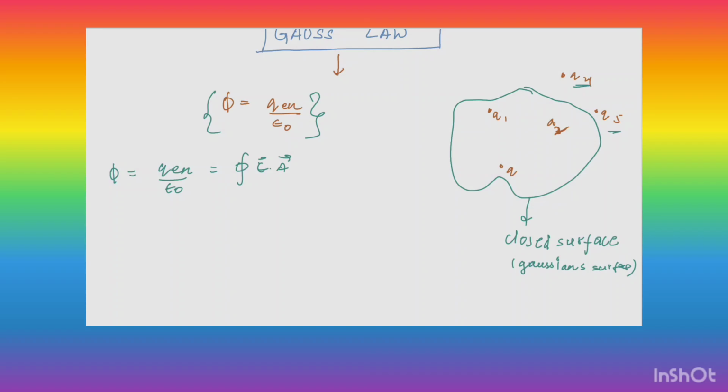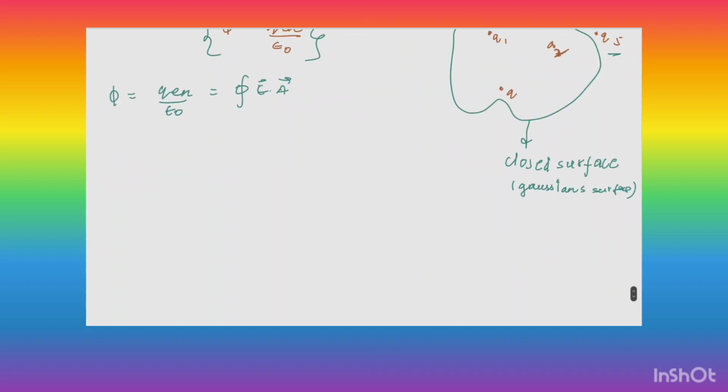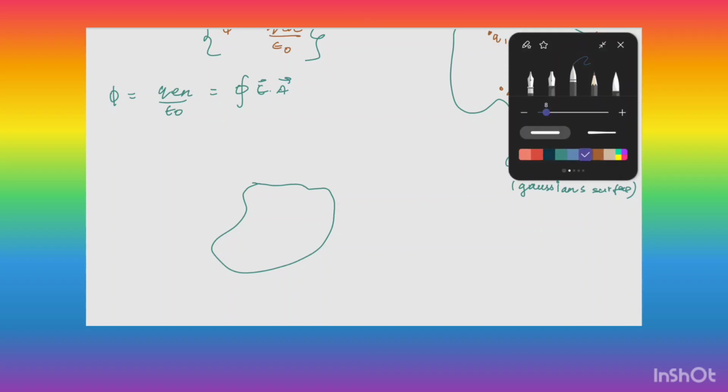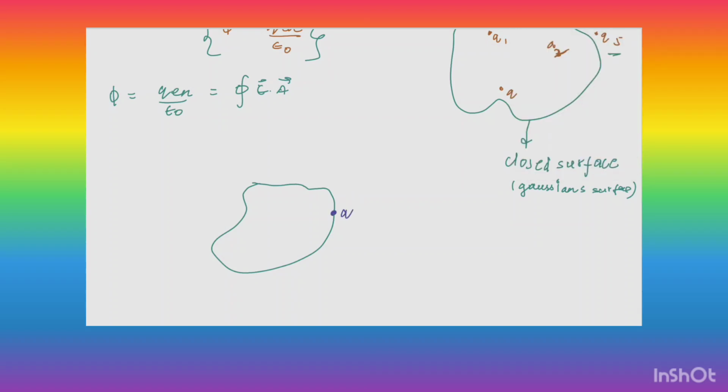A Gaussian surface cannot pass through a discrete charge. Like if I have drawn a Gaussian surface in this way and a charge is present here, and the surface passes through Q, it cannot pass through a discrete charge. This is incorrect.